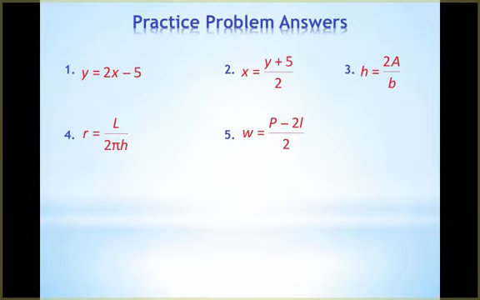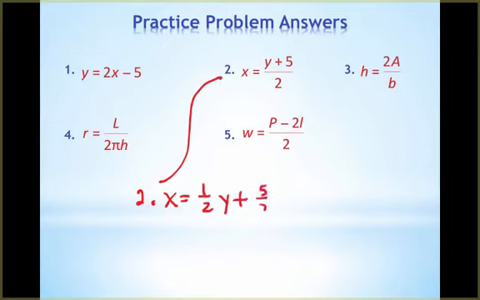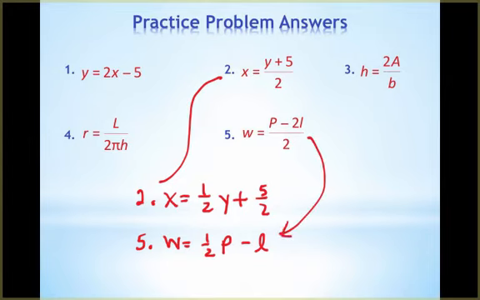Now that you've had time to work through the problems, here are the correct solutions. I do want to point out that there are a couple alternate solutions. Problem number 2, for example, you could have this as an answer: x equals 1/2 y plus 5/2. Problem number 5, you could have this for an answer: w equals 1/2 P minus L. So both of those are alternate answers to the two problems that we have here. So in these cases, you will find that there are multiple answers that are correct.